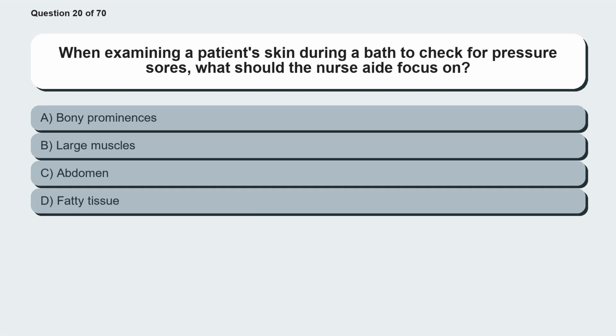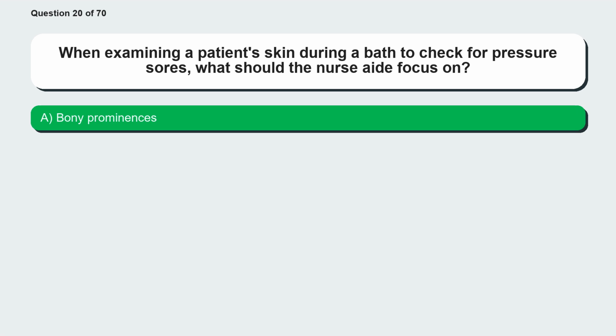Question 20. When examining a patient's skin during a bath to check for pressure sores, what should the nurse aide focus on? Option A. Bony prominences. Option B. Large muscles. Option C. Abdomen. Option D. Fatty tissue. The correct answer is option A.